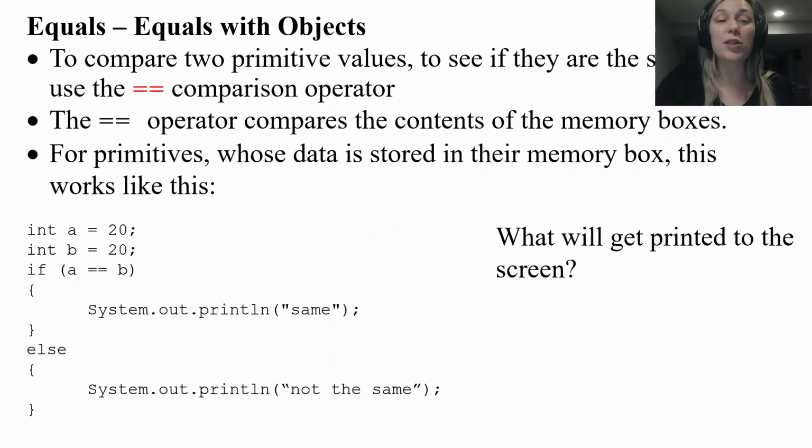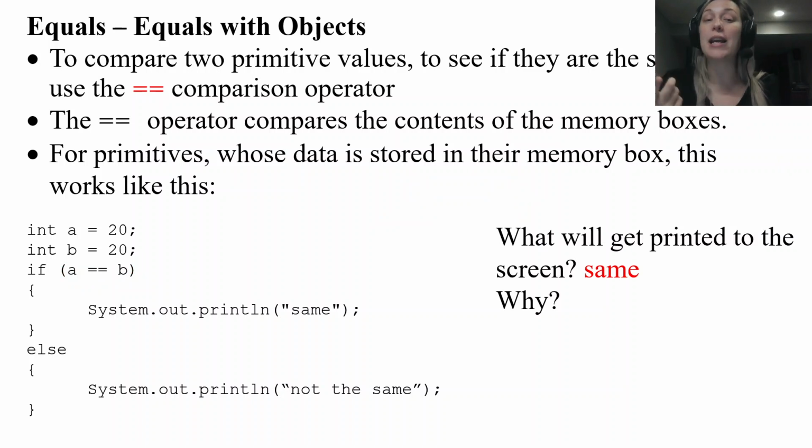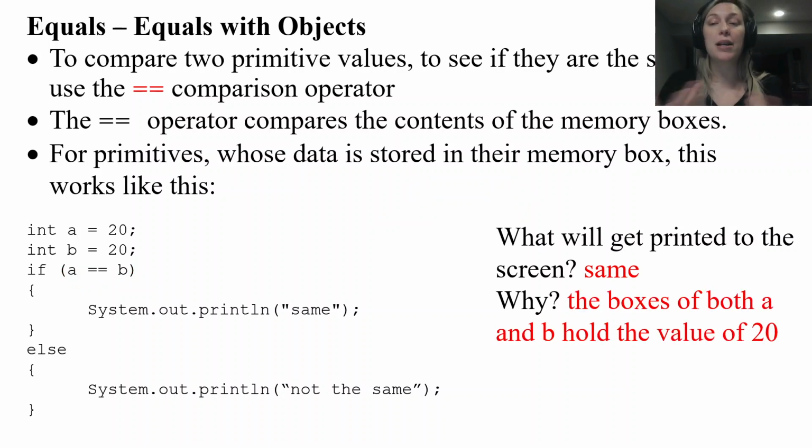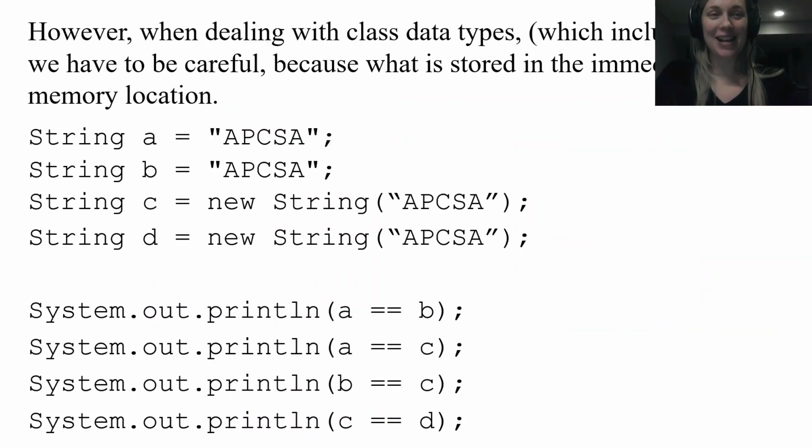Okay. So what gets printed to the screen? The word same gets printed to the screen because the boxes of both A and B hold the value of 20. Okay. So that equal to does exactly what you would expect it to do when comparing two primitive values. Okay. It does not do what you want it to do when you are dealing with class data types.